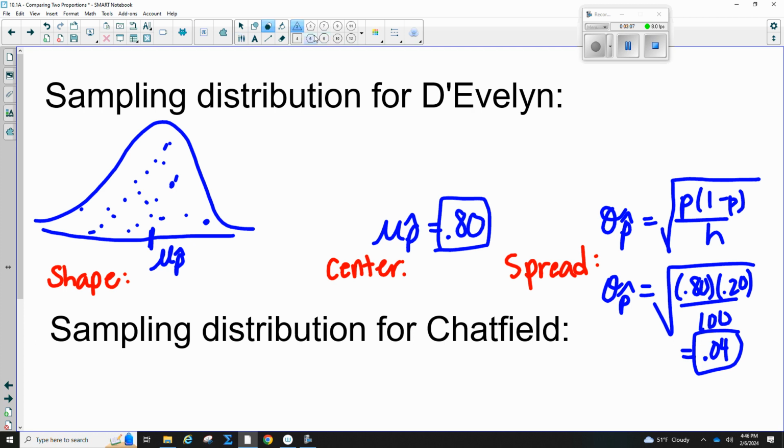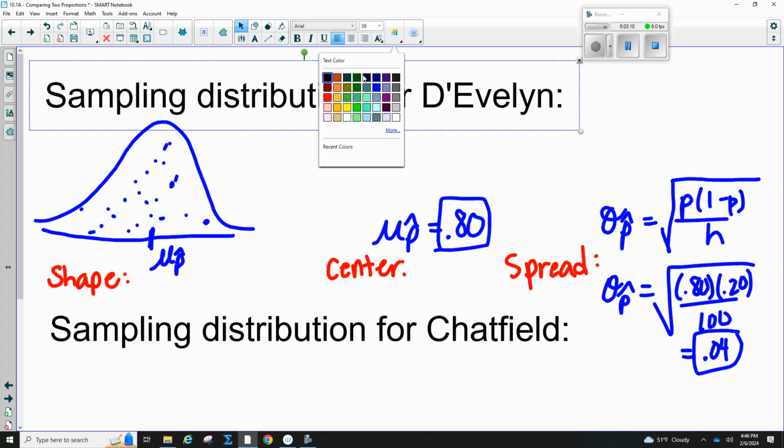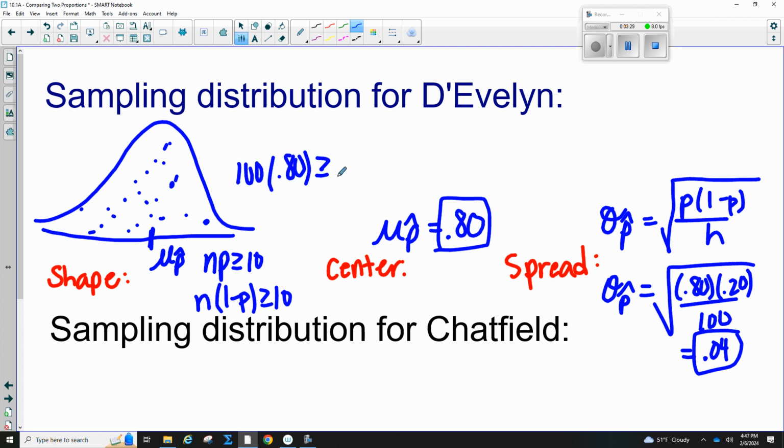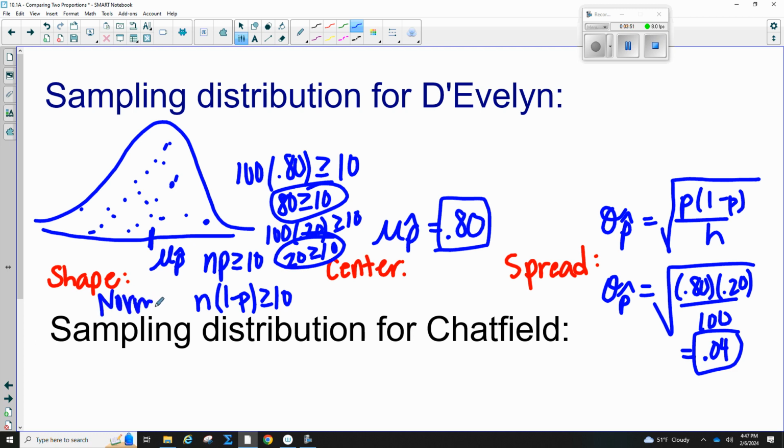Now, to check shape, we're really just checking normality. And so to check normality, we want n times p greater than or equal to 10, and n times 1 minus p greater than or equal to 10. And if we know the true p, we use it. So our sample size in this is 100, and we know the true p is 80%. And so that gives me 80 greater than or equal to 10. And then we would do 100 times 20%, which gives me 20 greater than or equal to 10. So because this is true, the shape of the sampling distribution is normal, or approximately normal.